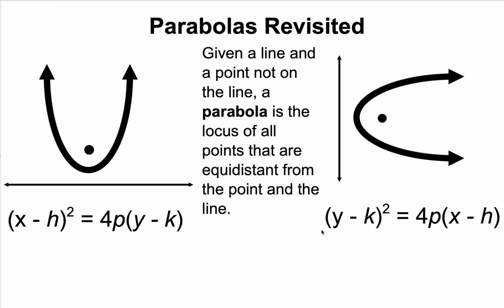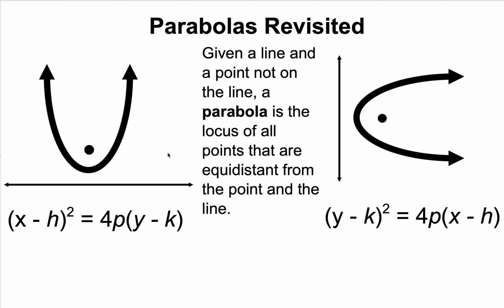Okay, so we started with the fundamental definition of a parabola, which is that given a line and a point not on the line, a parabola is the locus of all points that are the same distance, or equidistant, from the point and the line. And remember, we said locus is just a fancy way of saying set, and equidistant means the same distance. This is what we call our focus, our point, and the line is called the directrix.